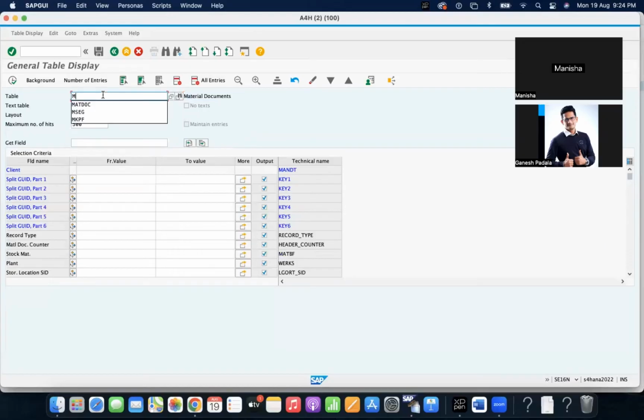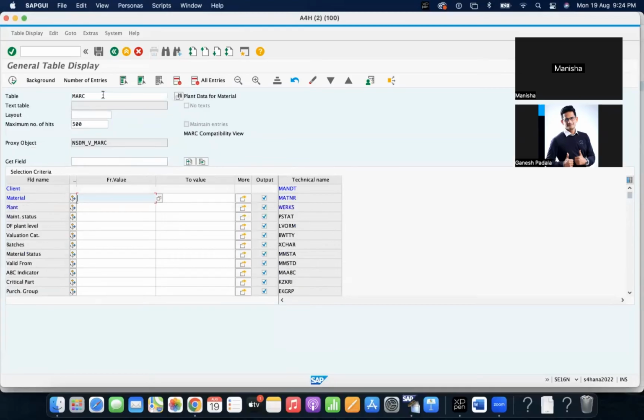Whereas MARA is material general data, MARC is material plant data. This is about the material information. This is material information, and that is material document information.